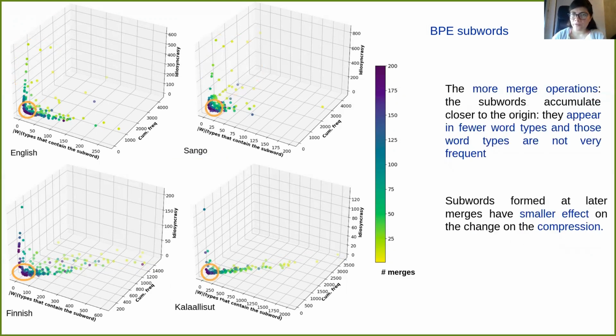The more merge operations, the more the languages tend to behave similarly. So the subwords start to accumulate closer to the origin since they appear in fewer word types, and those word types are not very frequent. This explains why the subwords formed at later merges have a smaller effect on the change in compression.